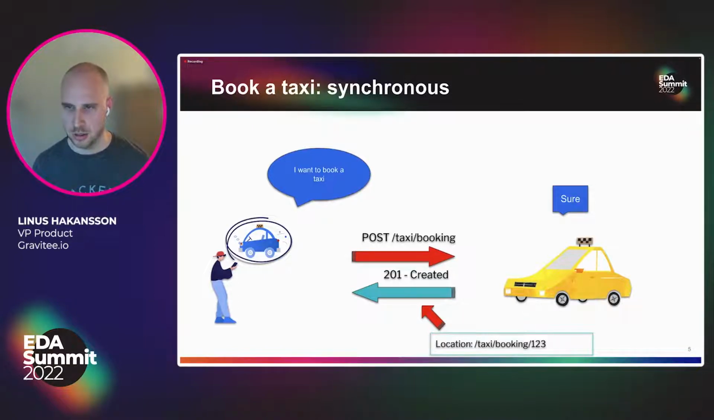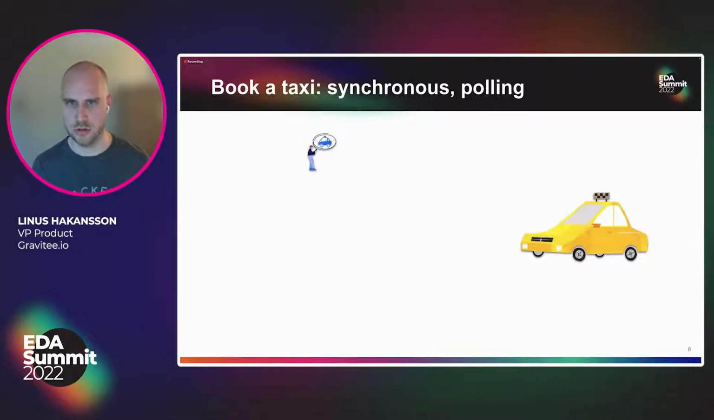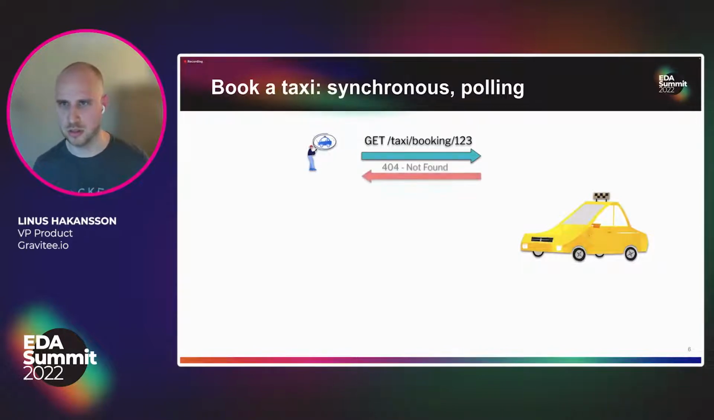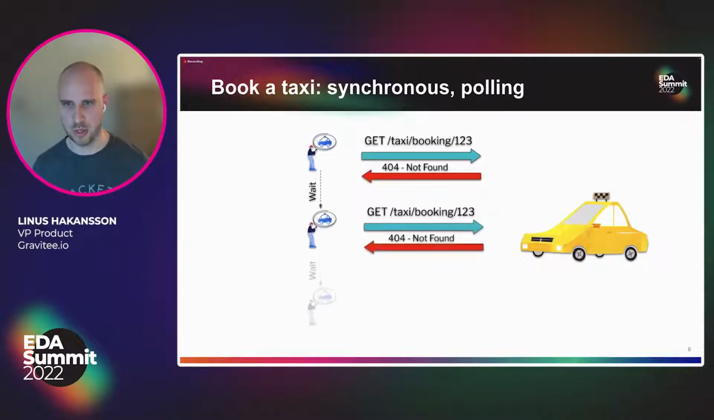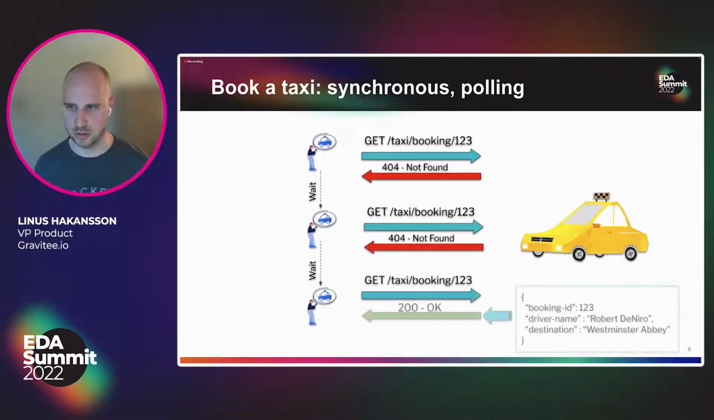arriving. So then Mario's mobile app would need to get information on the status of the car. Have you received any information? Has any driver accepted this booking? Typically in the synchronous model, the client makes a series of GET requests on that location that was received in the POST call, asking for the status of the booking. If nothing is there yet, we'll have to wait and maybe replay this request a few times until we actually do have a driver. In this case, it's Robert De Niro, who's going to be driving us to Westminster Abbey.